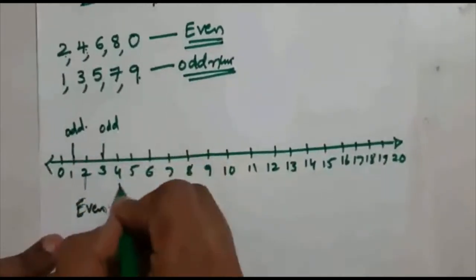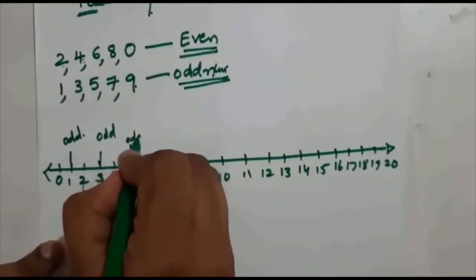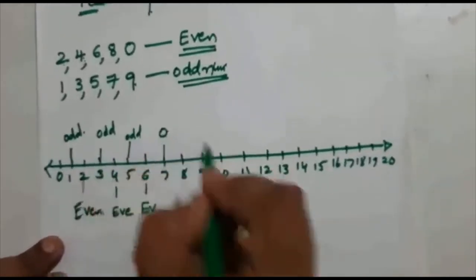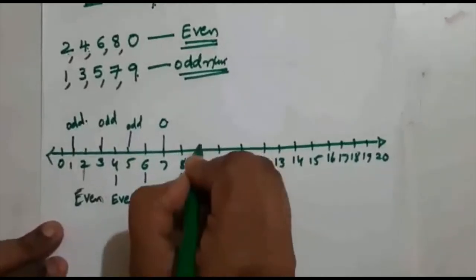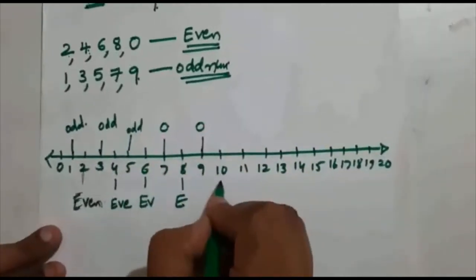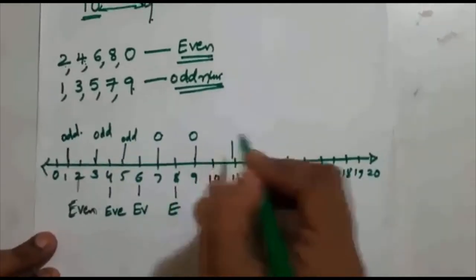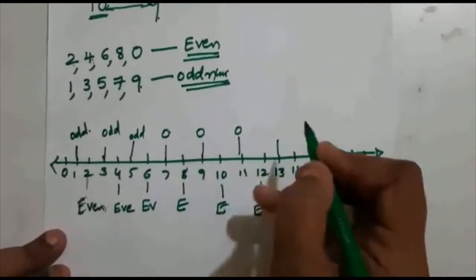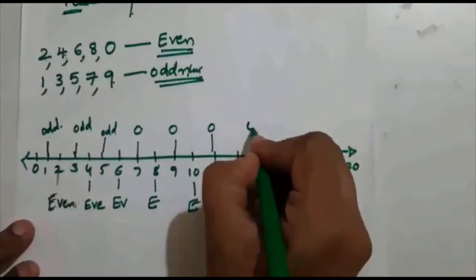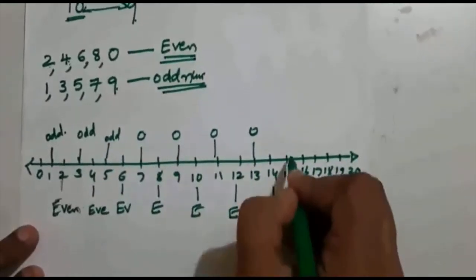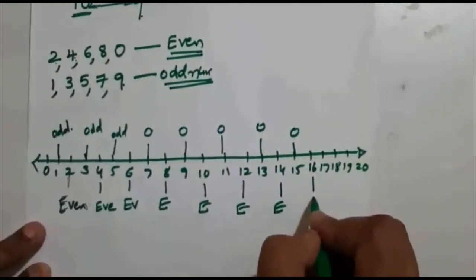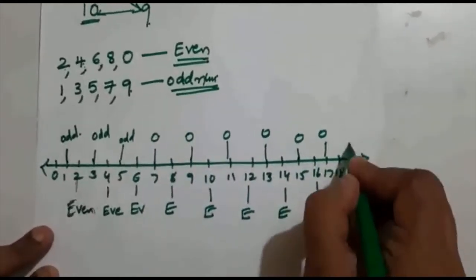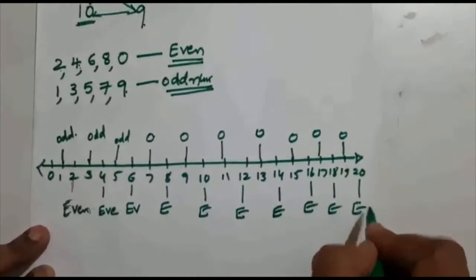This is even. This is odd. This is even. Odd. Even, odd, even. If you observe this one, alternate numbers are even and odd numbers. Even, odd, even, odd, even, odd and even.